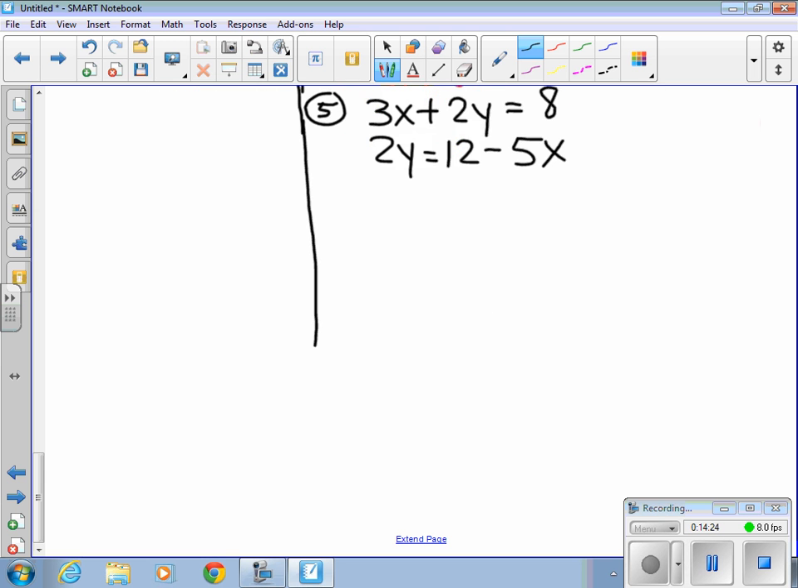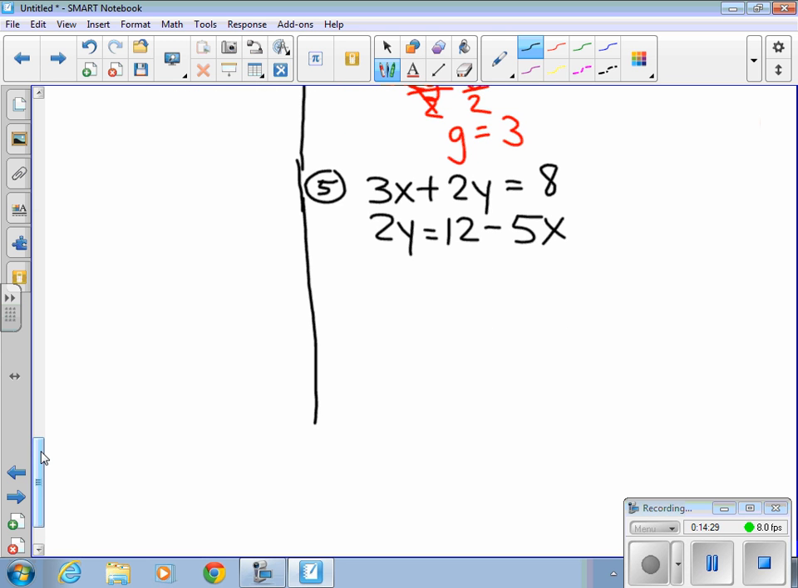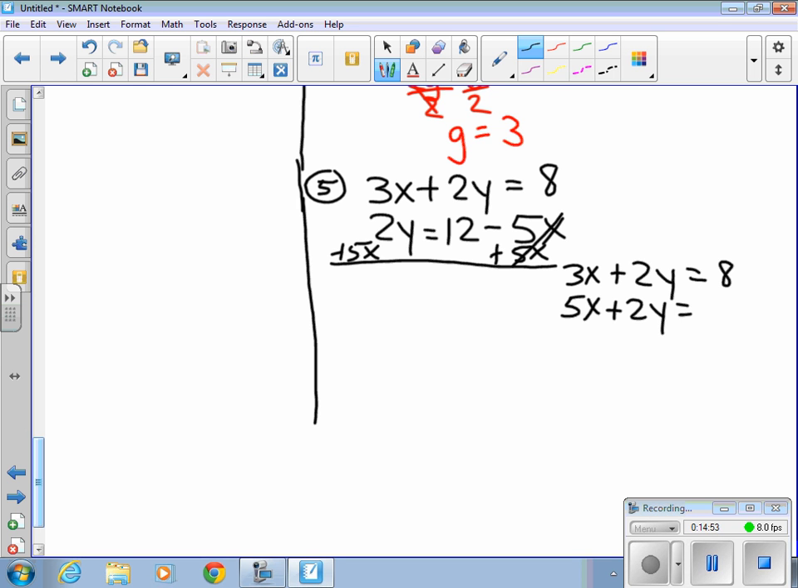So because the first one looks like standard form, and I know you guys are comfortable with the way it looks, I'm going to take the second one and make it look like the first one. Right? So I'm going to take the second one and really make it look like standard form, and then I'll have it lined up. So I'm going to rewrite my 3x plus 2y equals 8 off to the side. But in order to make my second equation look like that, I'm going to have to add this 5x over. So now I'm going to have 5x plus 2y equals 12. That's going to become my new system.